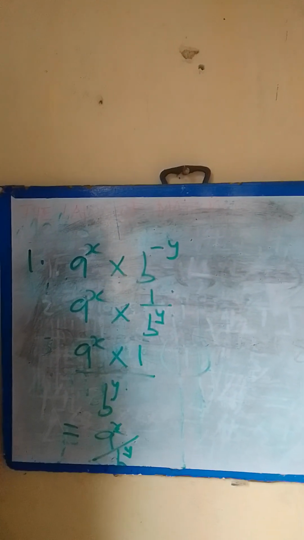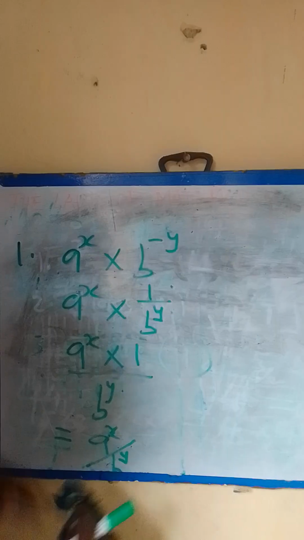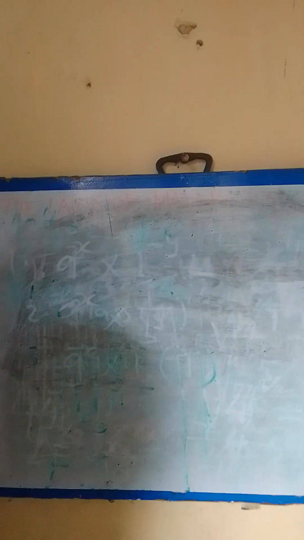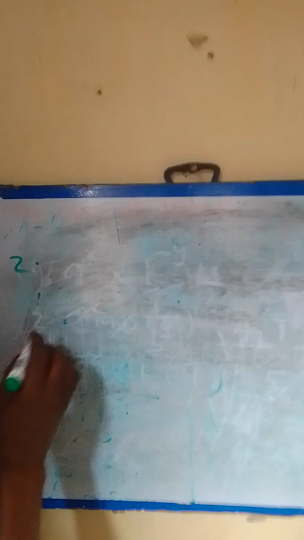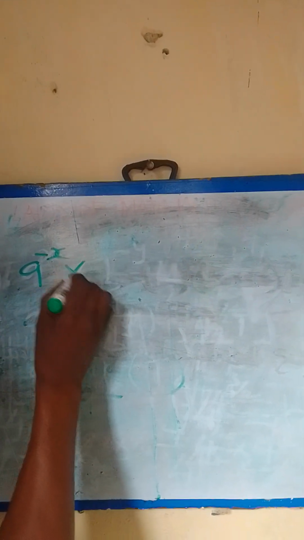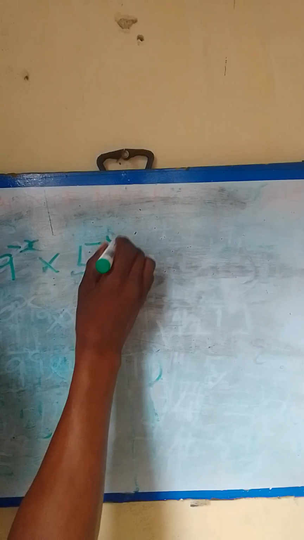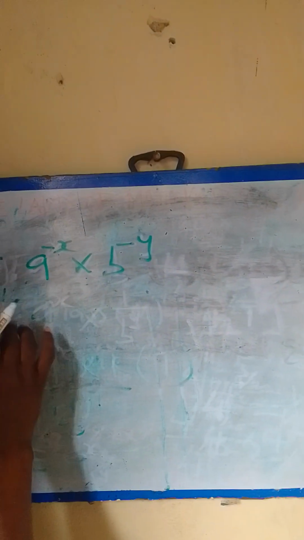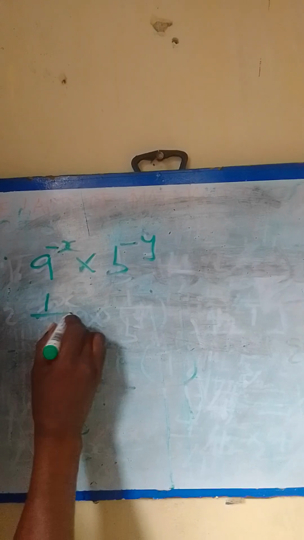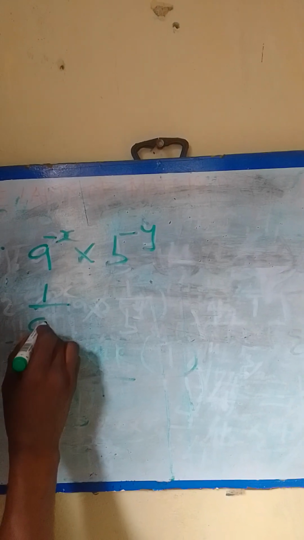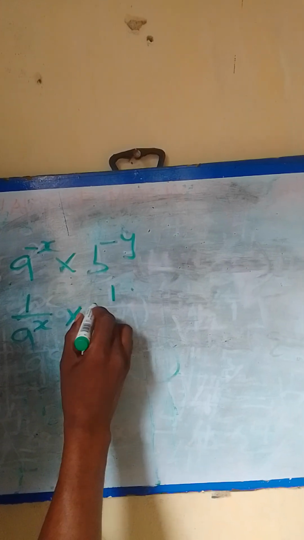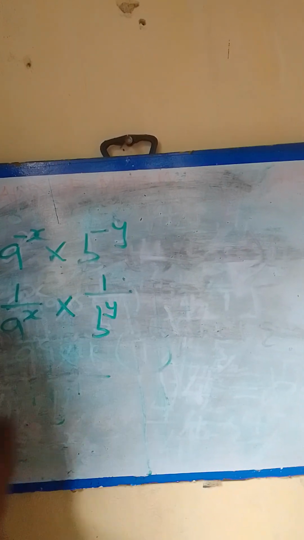So the second point I want you to take note of is, if you have a raised to power minus x times b raised to power minus y. This has a negative index, so it becomes the reciprocal: 1 all over a raised to power x times 1 all over b raised to power y.